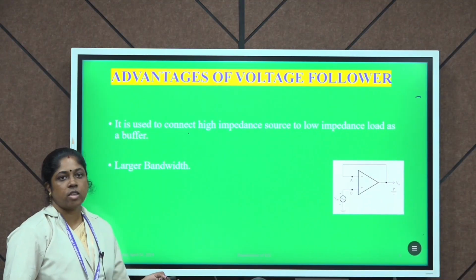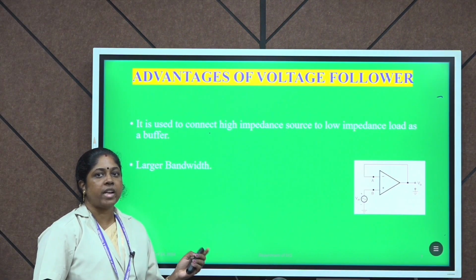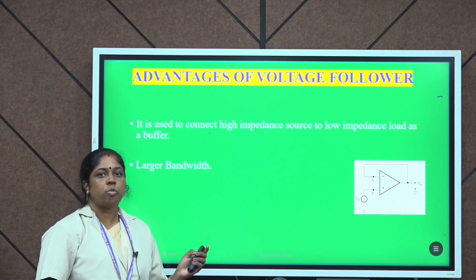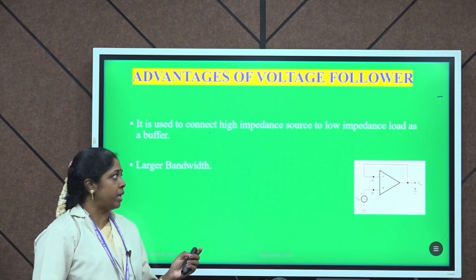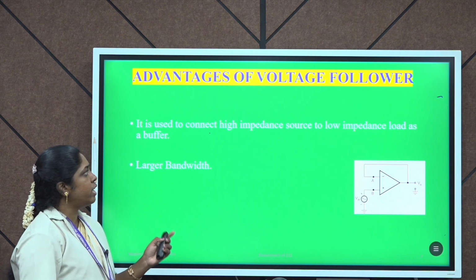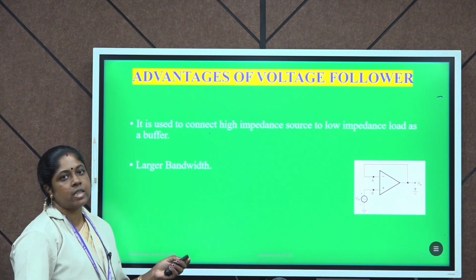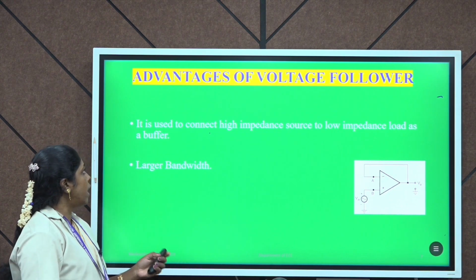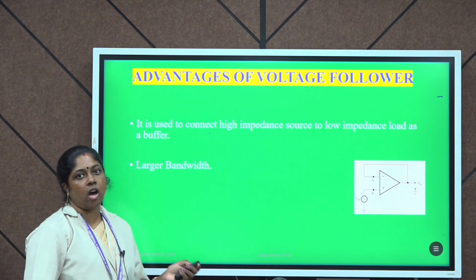The advantages of the voltage follower: the requirement of the operational amplifier is that it should provide very high input impedance and low output impedance. So the voltage follower is connected between a high impedance source and a low impedance load as a buffer. And the second advantage is that it provides larger bandwidth.